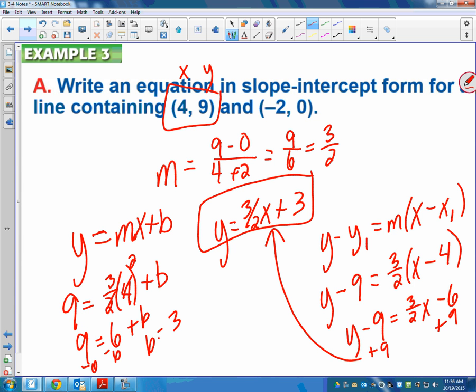And do I get the same answer? I get the same answer. I don't care really. I just like to show you that both ways work. I like this way more. One, because I teach calculus and I use this more in calculus, so it's made me become more of a fan of point slope form.